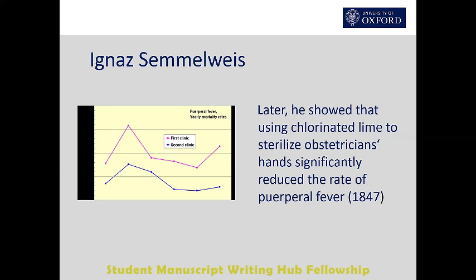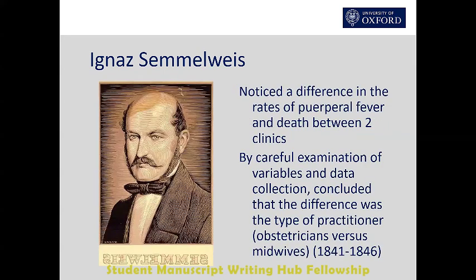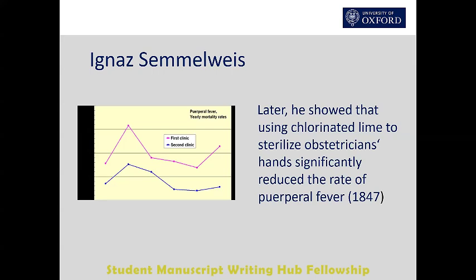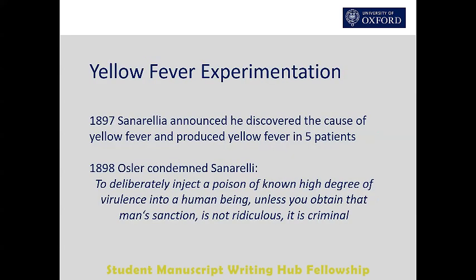With observation, you can then develop research questions that have life impact, social impact, and then you can make a difference. So you can say Ignaz, just by observation, first of all identified there was a difference in death rates, and then because he studied further, he was able to establish the fact that chlorinated lime used by obstetricians to sterilize their hands before taking deliveries made a difference in the death rate.